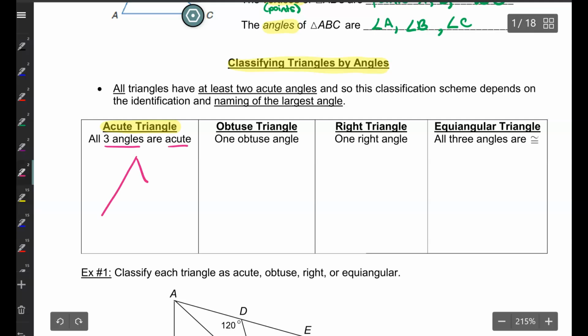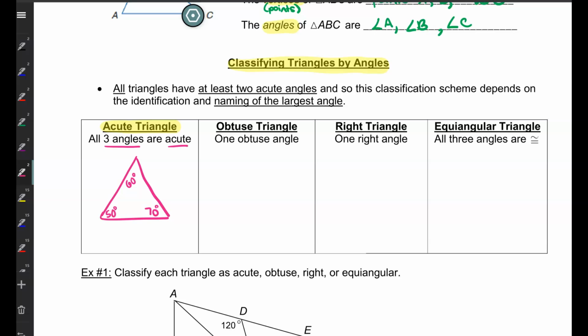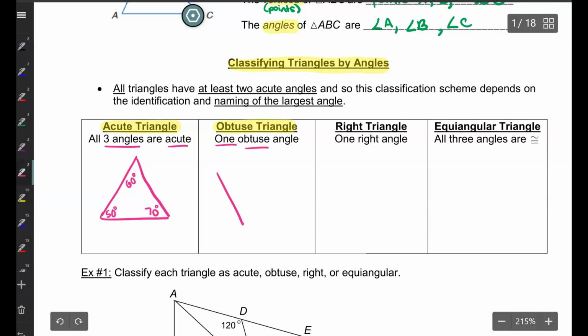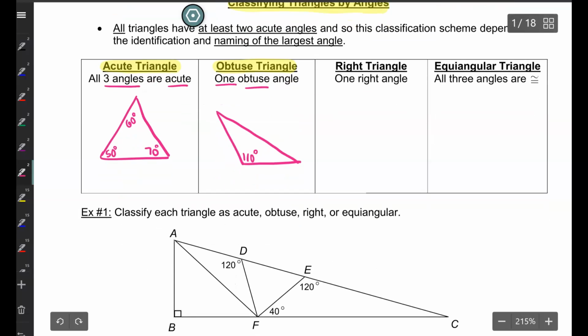So we can have maybe an example where, let's say this is 50 degrees, this one's 60 degrees, and this one's 70 degrees. All 3 angles are less than 90 degrees. Obtuse triangle, this is when we have 1 obtuse angle. So if I have more than 1 obtuse angle, it won't make a triangle. So here, let's say this is 110. That's an example of an obtuse triangle. Again, I don't need to know what those other 2 angles are. They have to be acute.